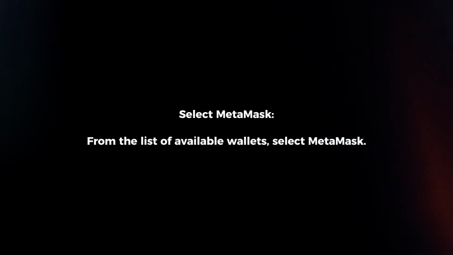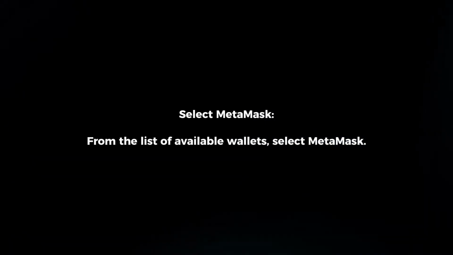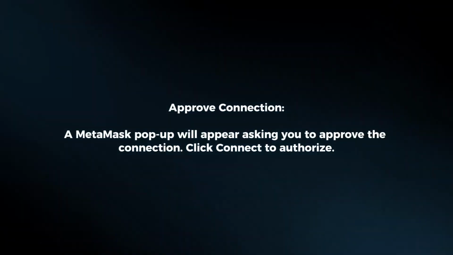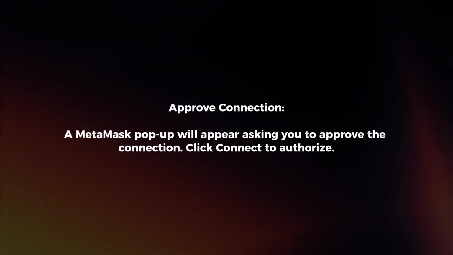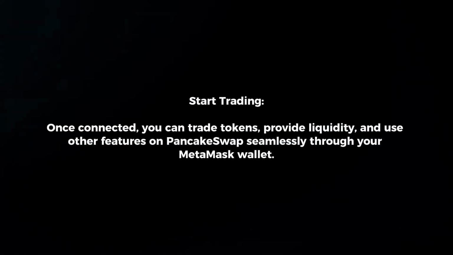Visit PancakeSwap. Click on the Connect Wallet button at the top right corner. Select MetaMask. From the list of available wallets, select MetaMask. Approve connection. A MetaMask pop-up will appear asking you to approve the connection. Click Connect to authorize.